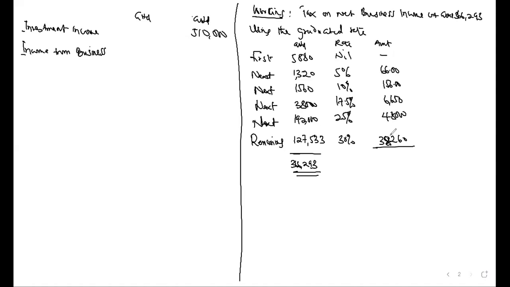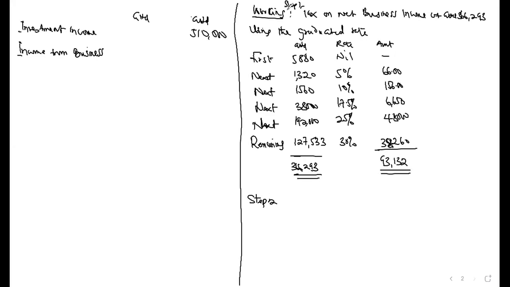38,260 plus 48,000 in addition to 6,650 plus 156 plus 66. So 93,132. This is the total tax. Now, this is the first step. The second step is to gross the tax.